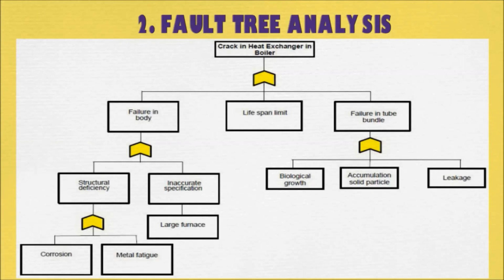For failure in tube bundle, there are 3 factors that contribute to the failures, such as biological growth, accumulation of solid particle, and leakage. And for failure in body, there are 2 factors, structural deficiency and inaccurate specification. For structural deficiency, there are another two factors that contribute, corrosion and metal fatigue, while for inaccurate specification, only one that contributes is blast furnace.